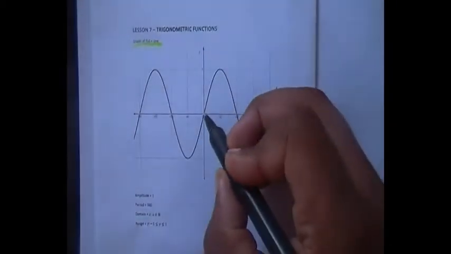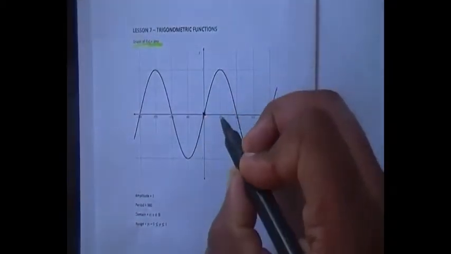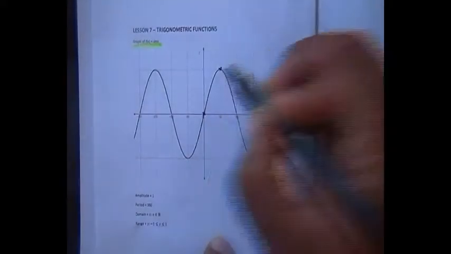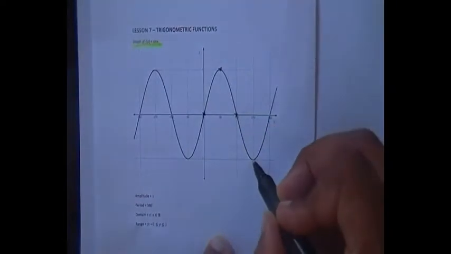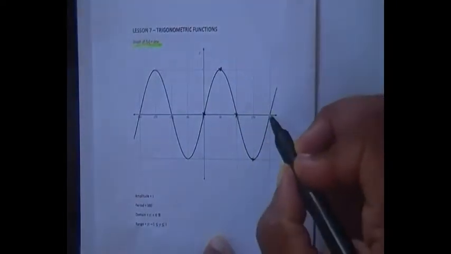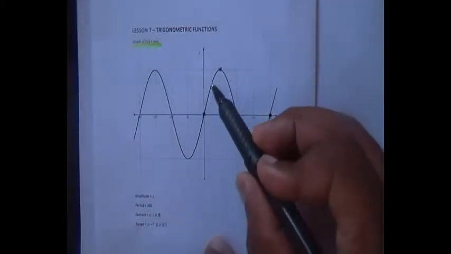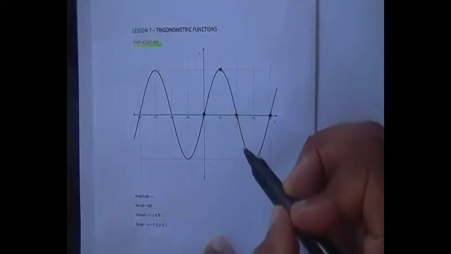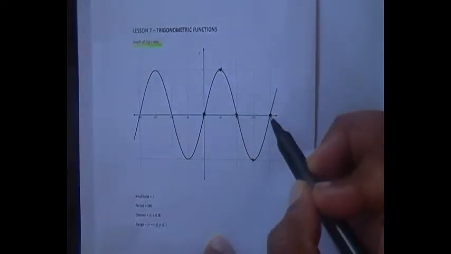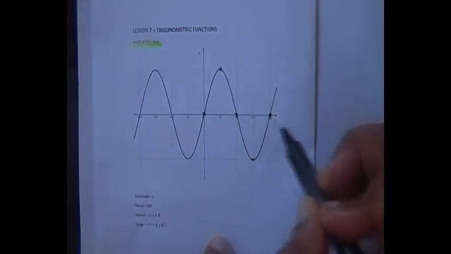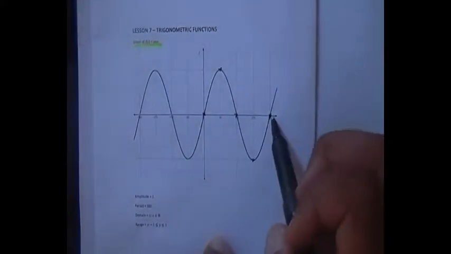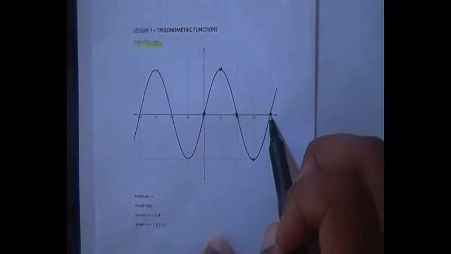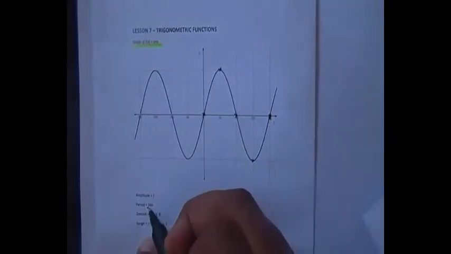So just always remember, sine of 0 is 0, sine of 90 is 1, sine of 180 is 0, sine of 270 is negative 1, sine of 360 is 0. Now, if you look at it, the graph has gone up and then gone down, and it's back to the same place. So the more we go along the x-axis, that graph is going to continue the same pattern. So the pattern repeats after 360. That is what we call the period.